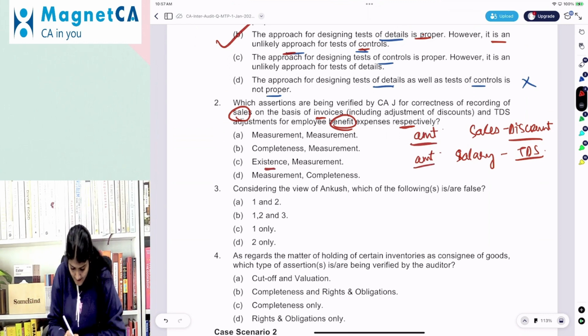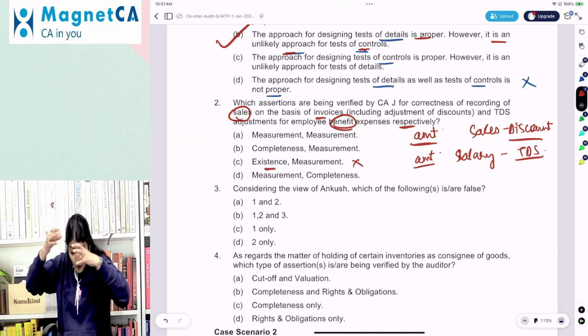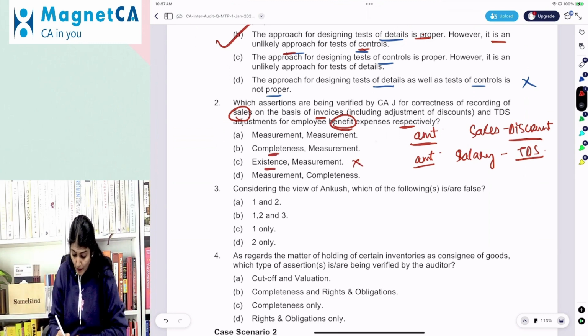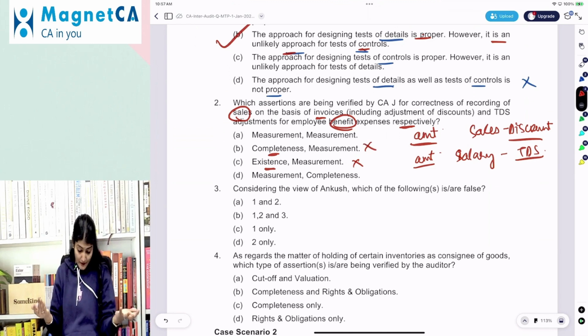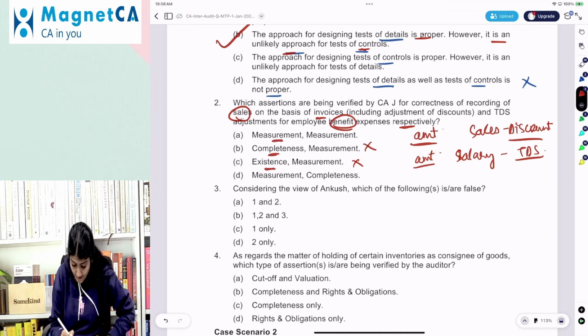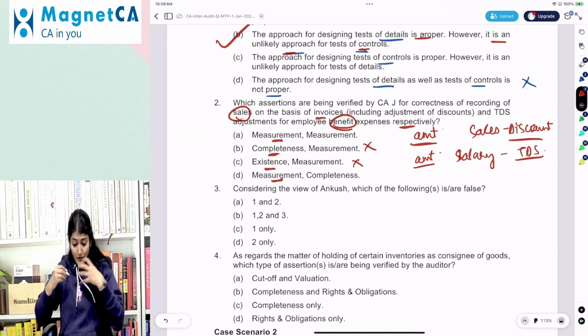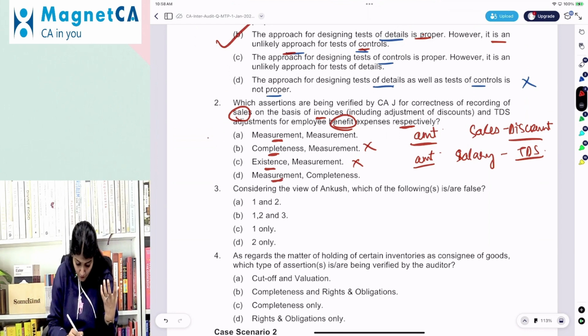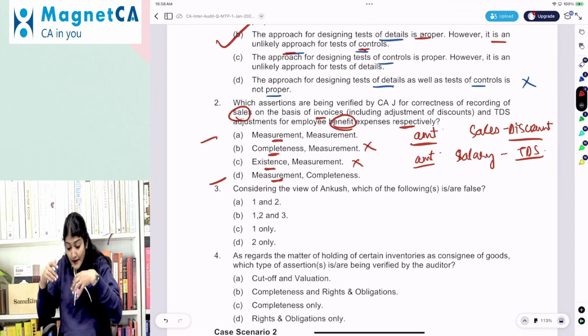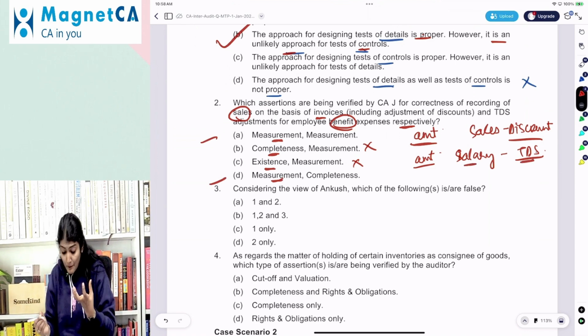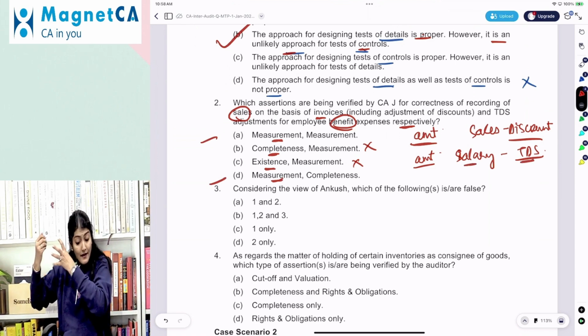So is it existence? No, it is not existence. Is it ensuring that all sales have been recorded? No, it is not that all sales have been recorded. Right. Is it measuring that sales are recorded at the correct amount? Yes. Is employee, so it could be A or D. And no. Even salary, what they want to check, employee benefit expense, is it recorded at the correct amount?